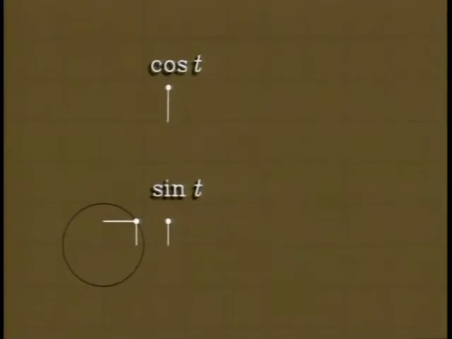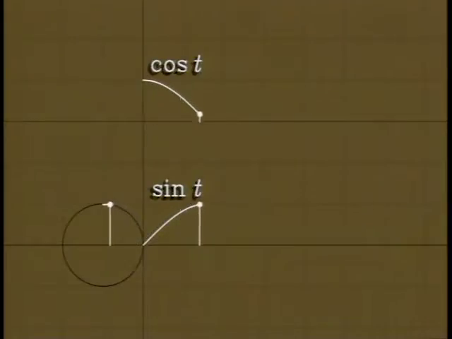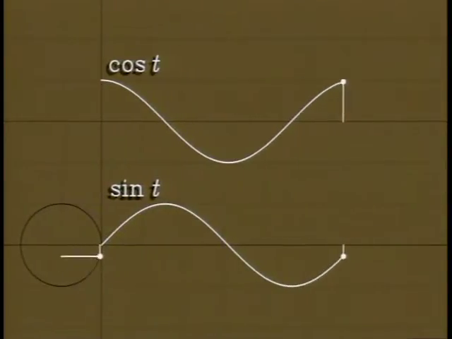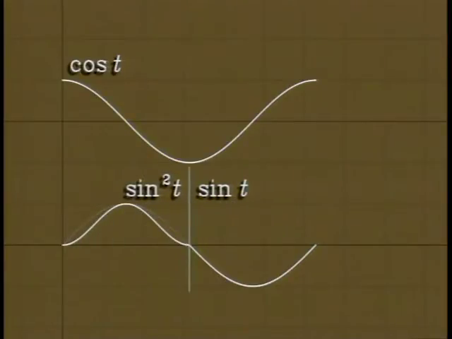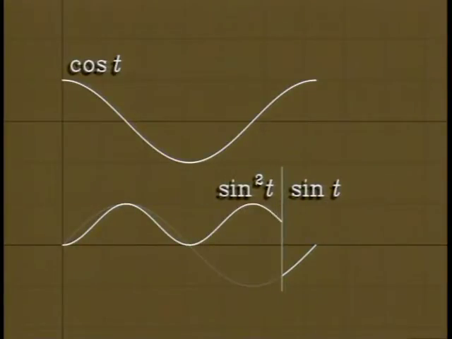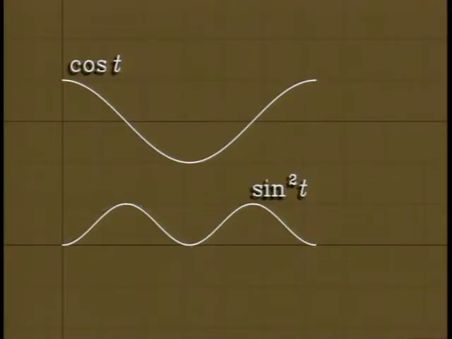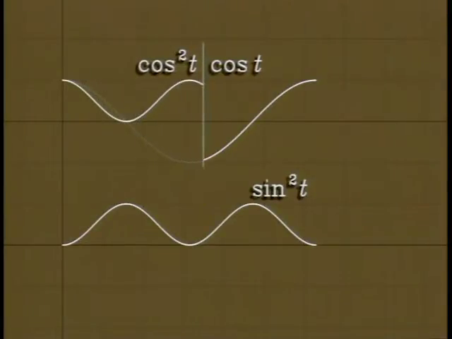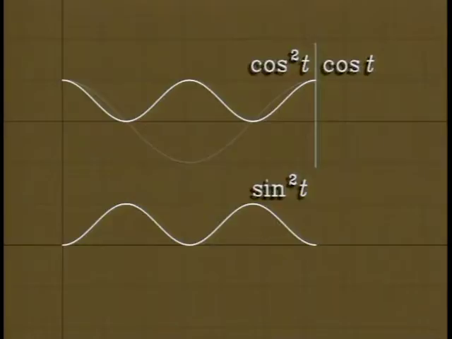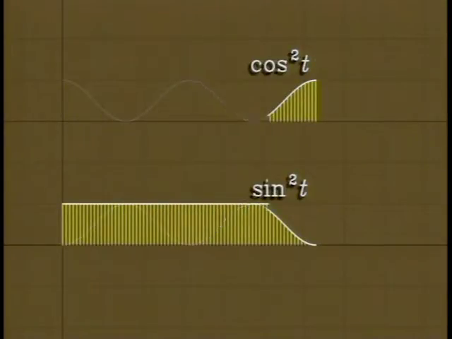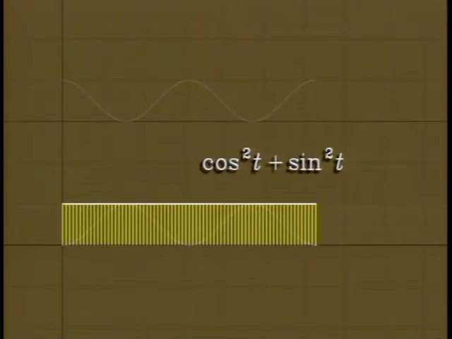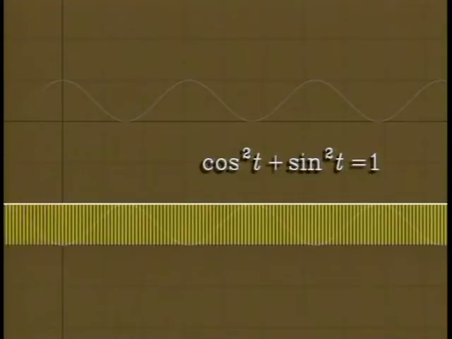We can also visualize the Pythagorean identity by looking at the graphs of sine squared and cosine squared. Sine squared looks like this. Even where the sine is negative, sine squared is positive and lies above the axis. And cosine squared looks like this. The graph of the sum is a horizontal line of height 1. Because of periodicity, the Pythagorean identity is true for all values of t.